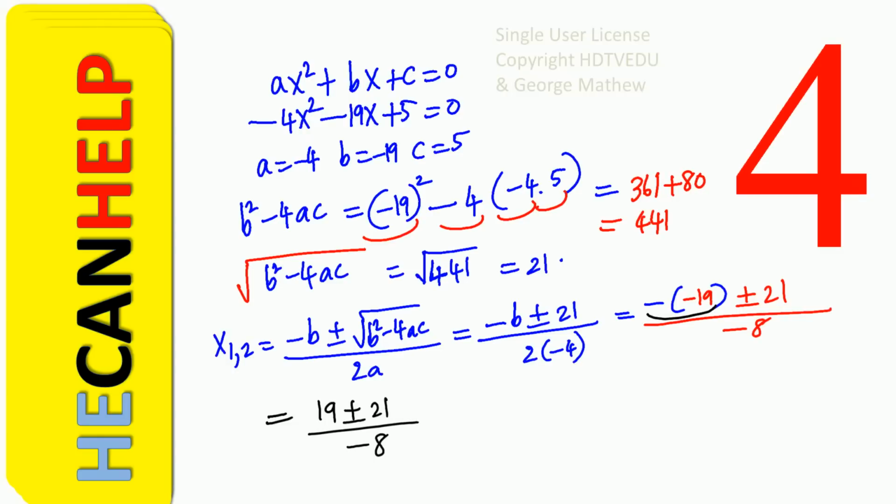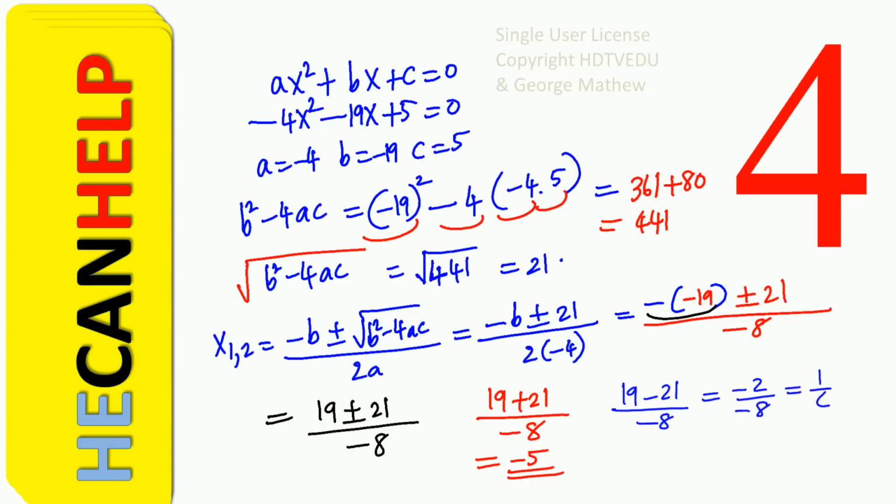So we get two solutions, 19 plus 21 divided by negative 8, and that is 40 divided by negative 8, and that is negative 5. And the other solution is 19 minus 21 divided by negative 8, and that is negative 2 divided by negative 8, and that is 1 over 4. So what is our solution set? Negative 5, 1 over 4.